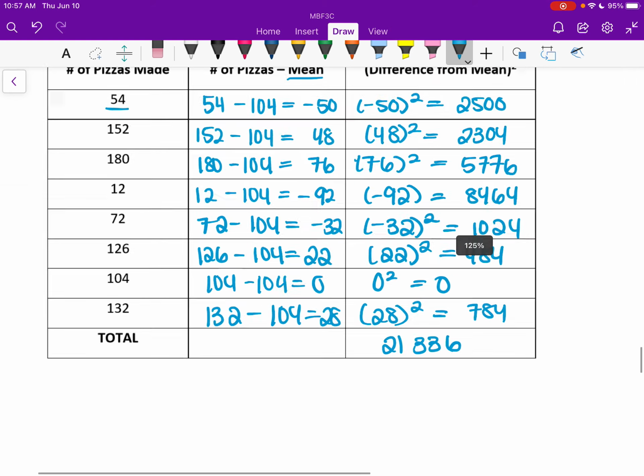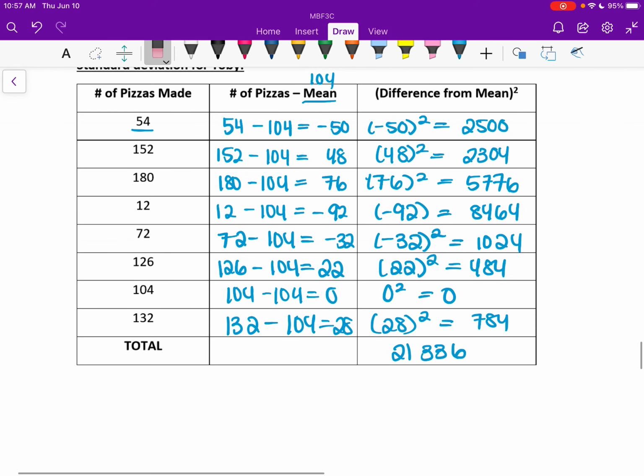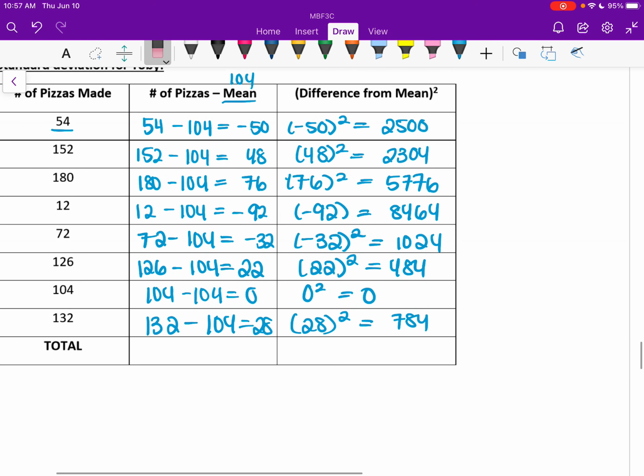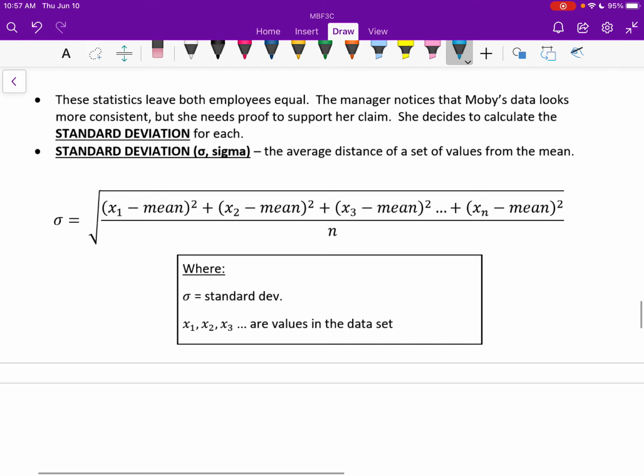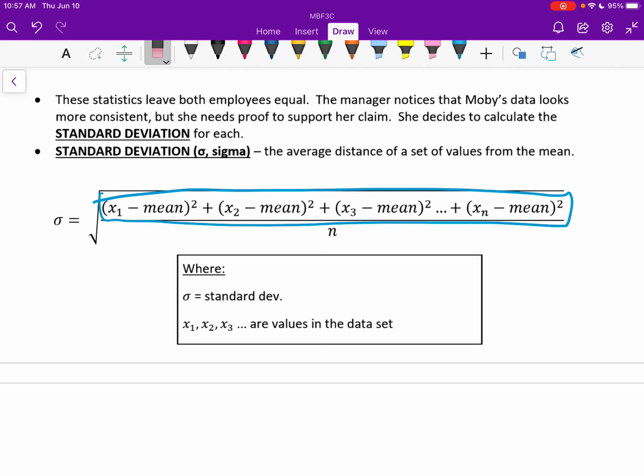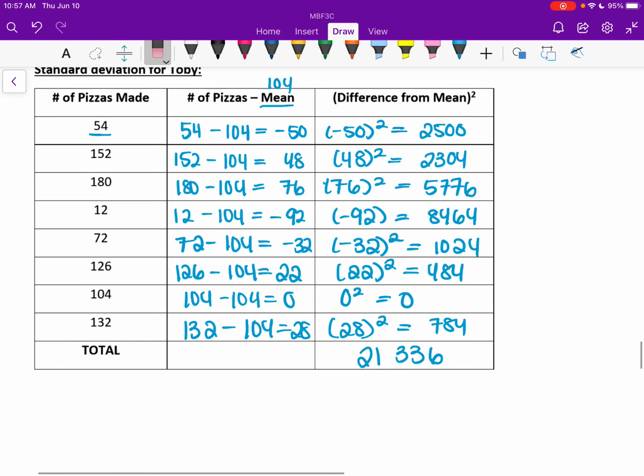So it would be 21336. How I got that number, I'll show you. I went and added all the differences from the mean squared. So I did 2,500 plus 2,304 plus 5,776 and so on, and then I added all those together. My final answer here was 21336. So do you see this portion where it says you have to add all of them together, right? I just did the numerator as a step in my chart.